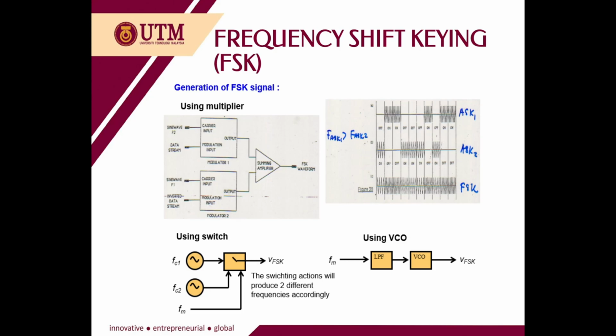This is about some of the methods used to generate the FSK signal and transmit it to the receiver through a suitable medium. The methods to generate an FSK signal include using a multiplier, switch, and VCO method.